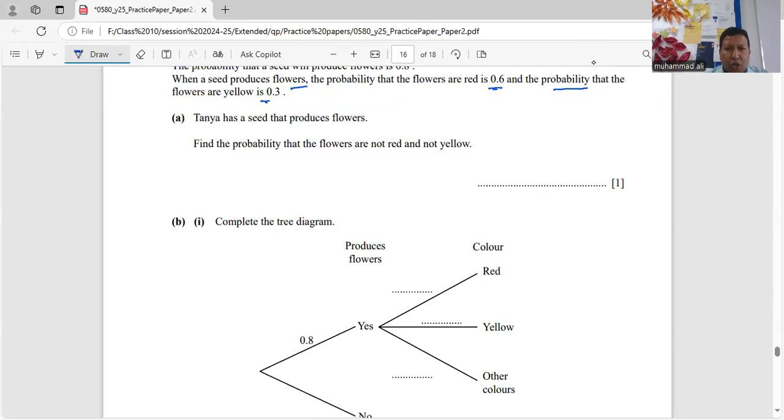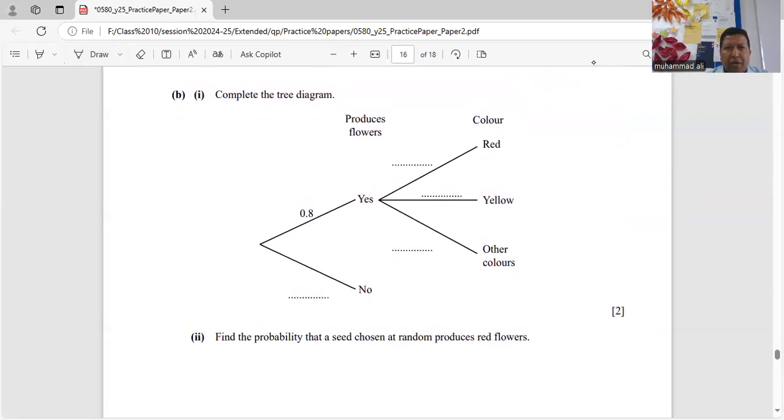So we know that the total probability is 1. So from the total probability, if we subtract the probability of red plus the probability of yellow, 1 minus 0.9, we'll get the probability that the flowers are not red and not yellow. So it will be 0.1.